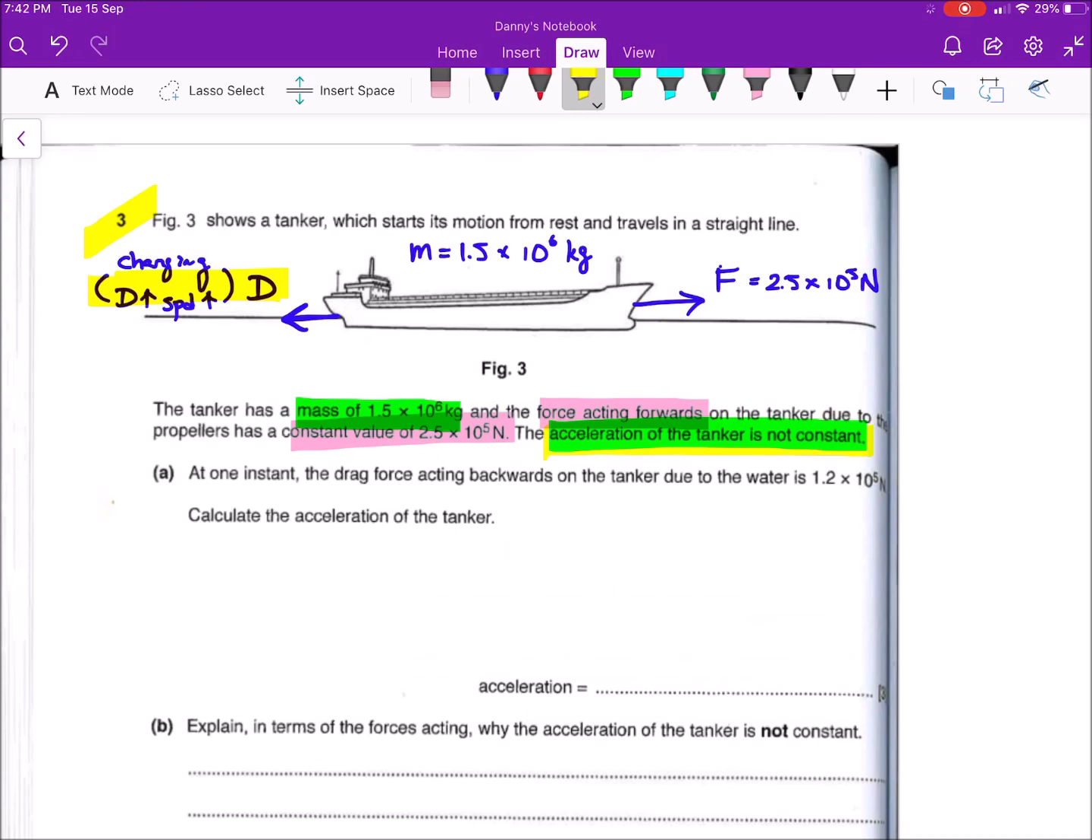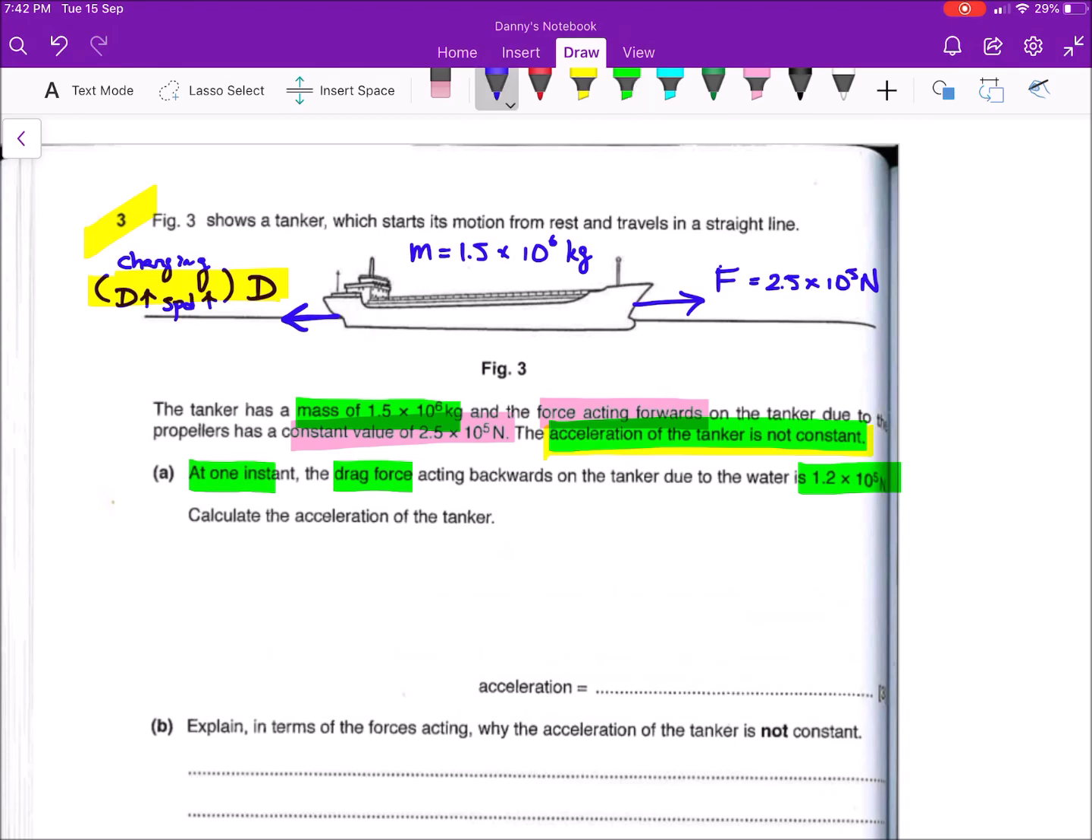Okay, so now the question is saying that even though D is changing, at one particular instance, this drag force has this value. So we are talking about a freeze time, and at this particular instance, the drag force is 1.2 times 10 to the power 5, and you are asked to find the acceleration.